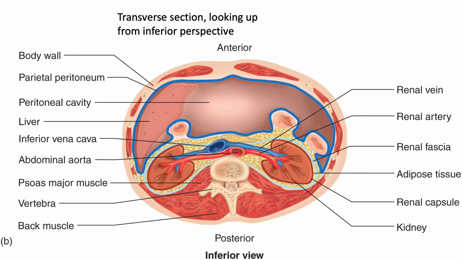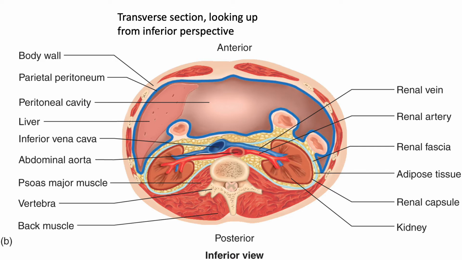Inferior view of a transverse section through the abdomen at the mid-level of the kidneys. Take note, the blue line that you see there is the parietal peritoneum. The kidneys are retroperitoneal. Remember, they're behind the peritoneum. They're not within the peritoneal cavity, so there's no visceral peritoneum on the surface of the kidneys like there would be on the small intestines, stomach, things of that nature.